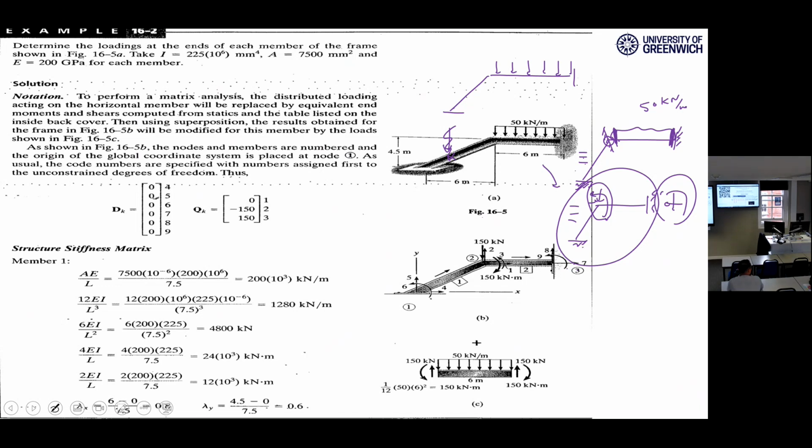Whatever you get from this analysis is your answer, except for the supports. For this support, the support reactions are whatever you get from this analysis plus whatever you had from fixed moments. Add them together with their signs.